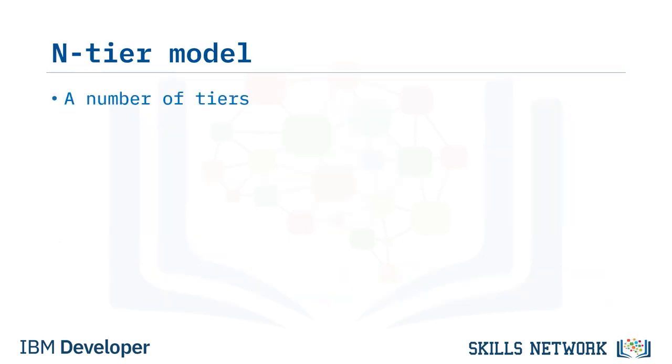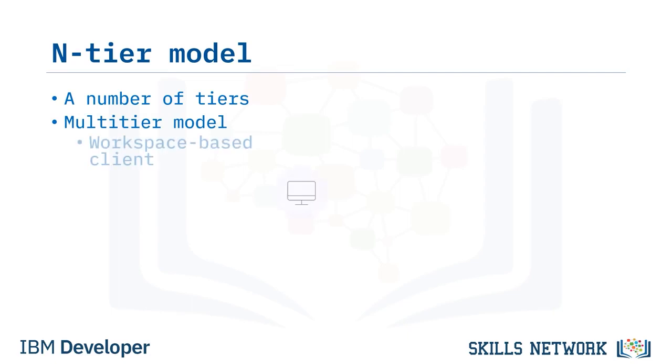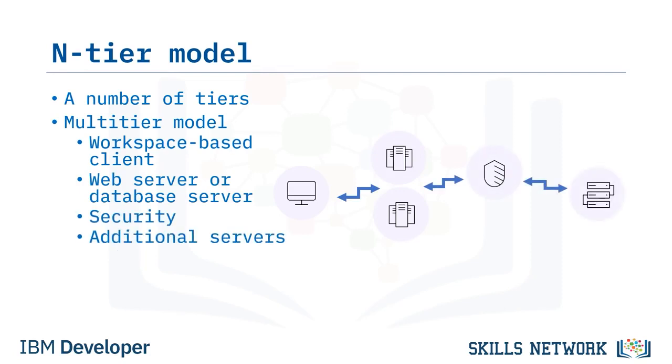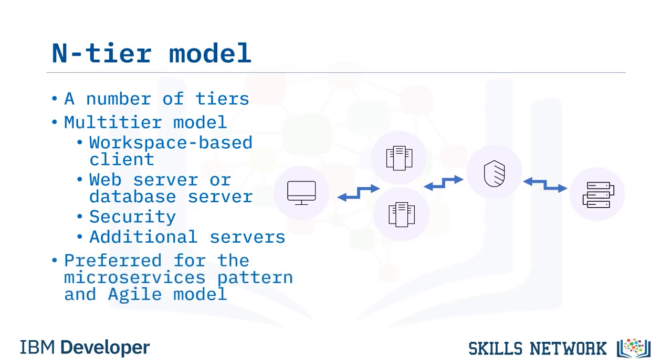The N-tier model has a number of tiers. The N in N-tier stands for number. Sometimes it is referred to as a multi-tier model. It has a workspace-based client tier, like a personal computer. It could also have a web server or a database server tier. It might have a security tier. And it has several other tiers with additional servers. And the N-tier model is more popular than the 1-tier monolithic pattern because it is more in line with the microservices pattern and the Agile model.